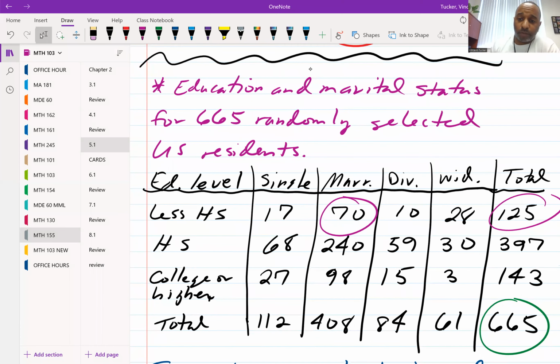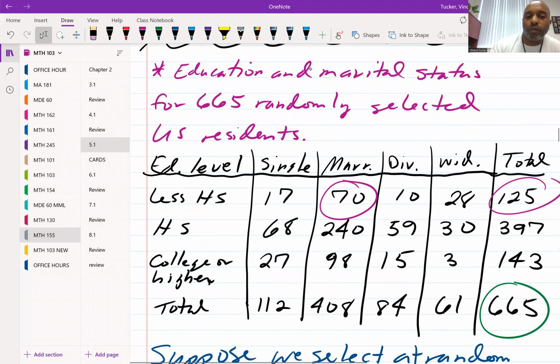So we're going to use this chart for the next few examples. It says education and marital status for 665 randomly selected US residents. So here we have an education level: less than high school, high school, college or higher, and total. Then we have single, married, divorced, widowed, and then total. And we have our numbers. So you get a chance to copy down that chart.